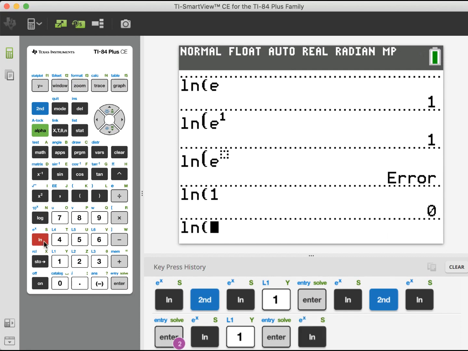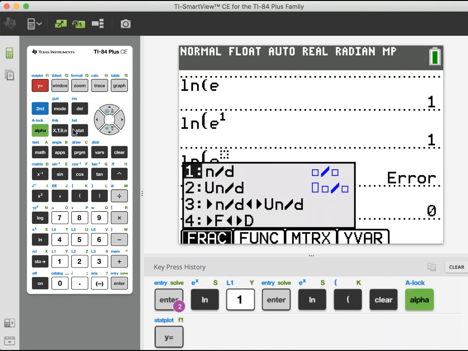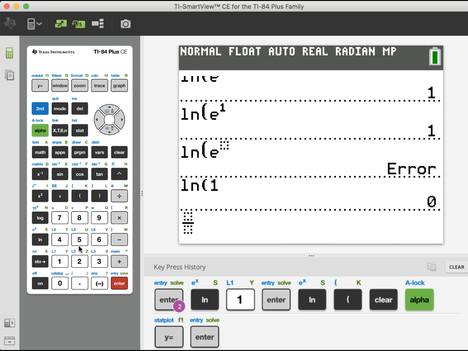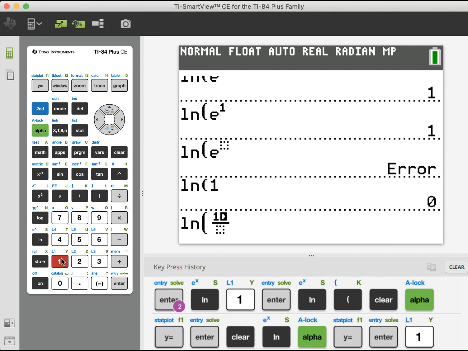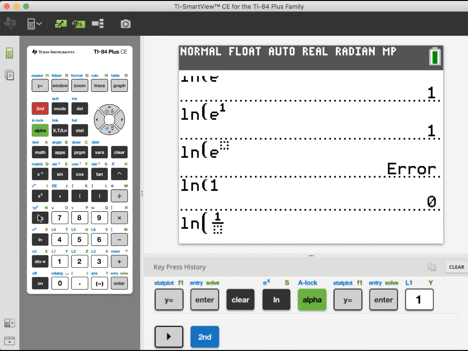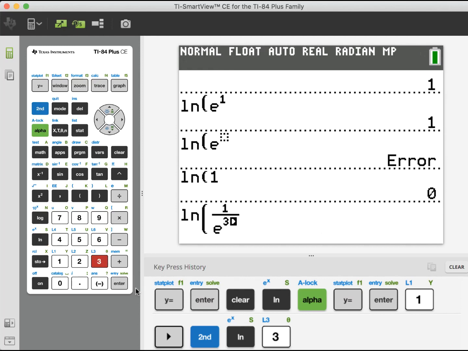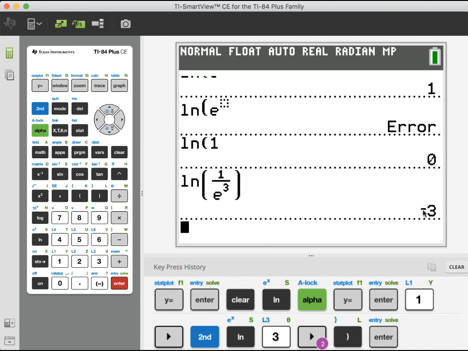And then we had natural log of, now this one would be easier to do, alpha y equals enter. Natural log of alpha y equals enter, then 1 over second ln e cubed. Fantastic. And then you just close that if you want. You don't need to, but you can. That'll give you -3. Good.